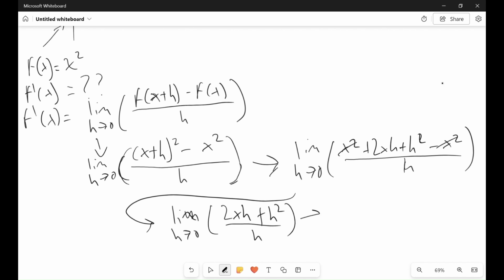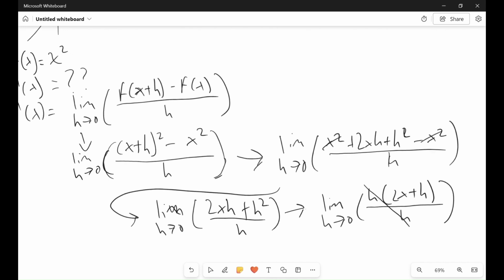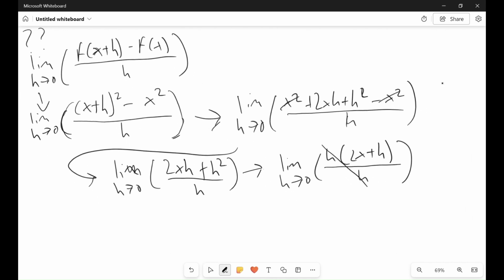And now we can go one step further and factor out the h from the top. So we have h times 2x plus h. So if you expand this, you get the original expression divided by h. And the h's cancel once again. And now we're finally at the stage where we can plug in our actual limit. So we don't actually need the limit anymore, because since there's no more h on the bottom and h is going to 0, there's no problem with plugging in h equal to 0. So we're just left with f prime of x is equal to 2x.